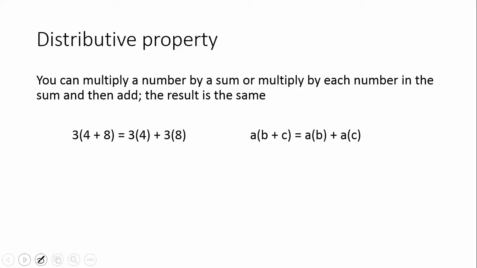So on the left we have 3 on the outside of a parentheses, and inside we have 4 plus 8. The distributive property says we're going to take 3 times 4, then take 3 times 8, and add those two sums together. 12 plus 24 is 36. On the right-hand side, this is just the example using the letters to represent real numbers.